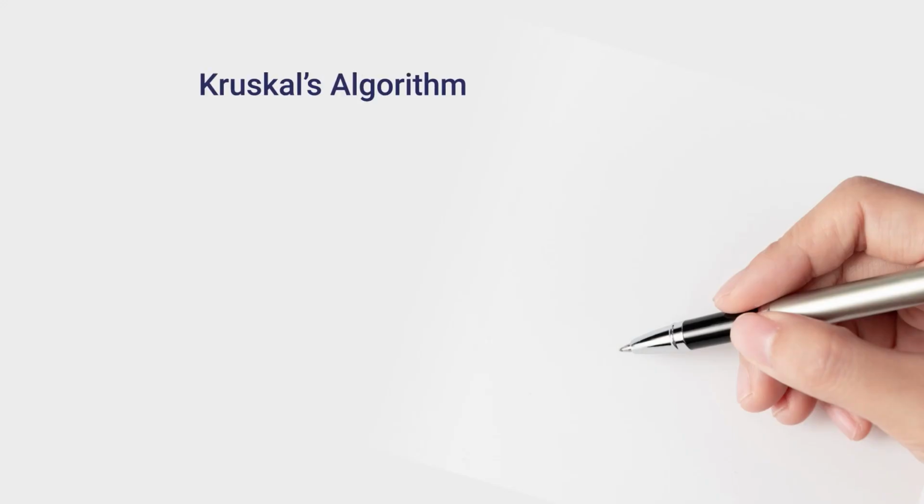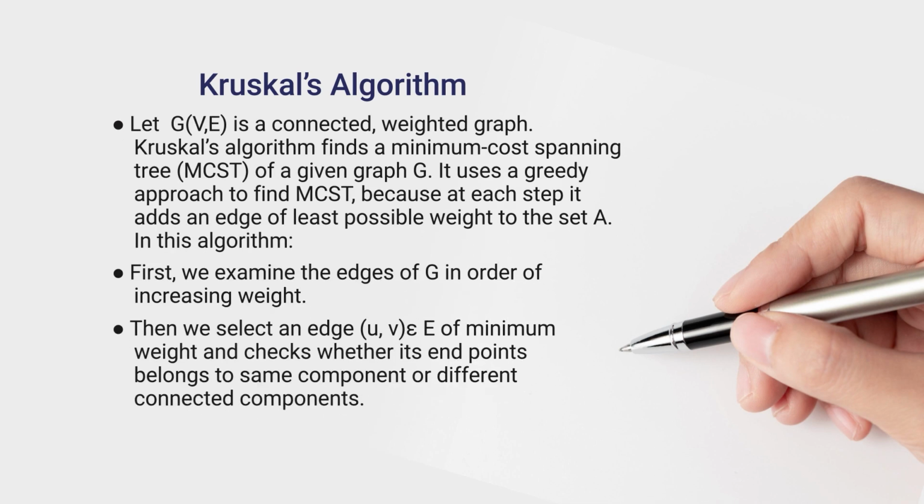So Kruskal's algorithm is an implementation of the minimum cost spanning tree. Kruskal's and Prim's algorithms establish the same concept but in a different way. I'll discuss each and every step one by one. Firstly, Kruskal's algorithm takes the weighted graph, and then it first examines the edges of the graph in order of their increasing weight. So it will arrange the edges in increasing weights.